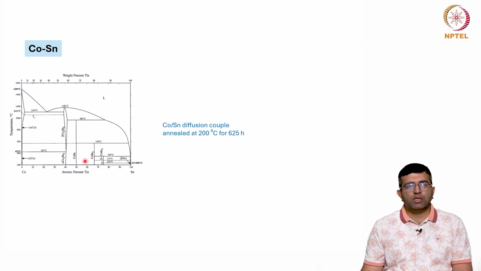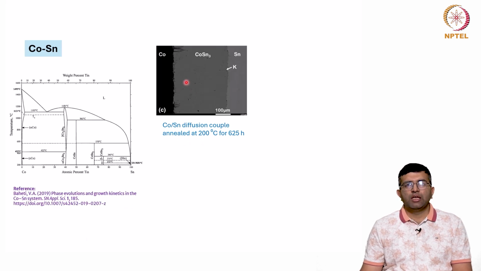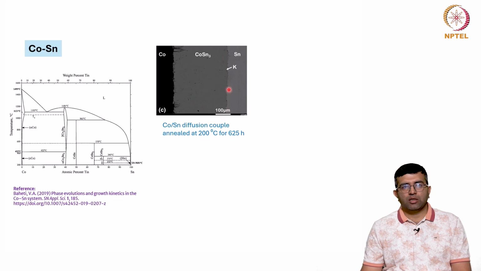Then cobalt tin, again an important system when it comes to electronic applications. The cobalt tin phase diagram looks something like this, with a fairly large number of line compounds. Let us see how a cobalt tin diffusion couple annealed at 200 degrees centigrade for 625 hours looks. There is only the CoSn3 phase that is forming. And again this shows us that the growth thickness decides which phases will grow.